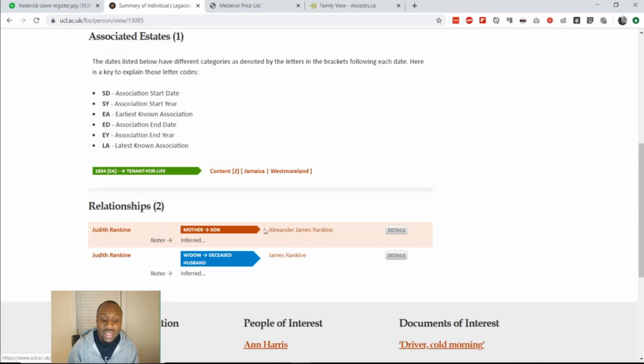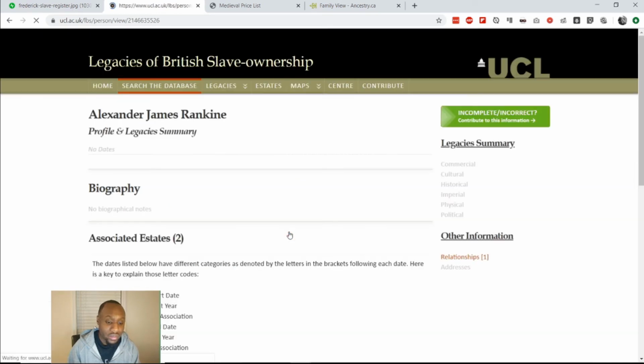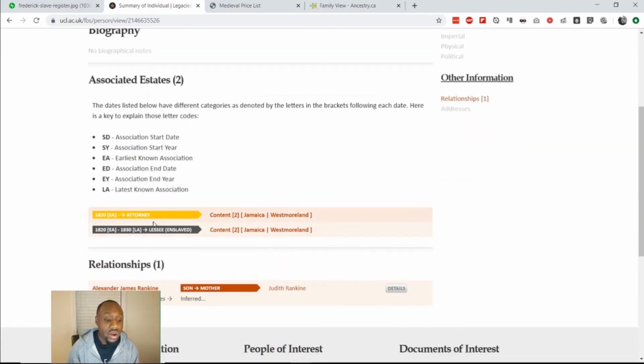So we remember seeing Alexander James Rankin in the slave register. Well, Judith is his mother, and she was the widow of James Rankin. Okay, because we saw James Rankin's name in that document as well. It says that he's the owner, and the slaves were leased to Alexander. So James is Alexander's father. And when we click on Alexander, we learn that he's also an attorney. He was the attorney, and he was the leasee, as we saw in the slave register, for the enslaved people on Content 2, which was the name of the plantation.